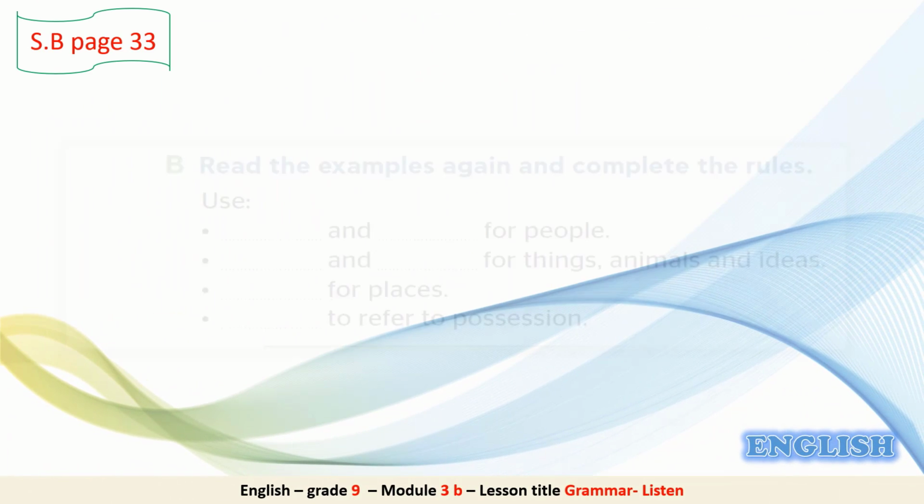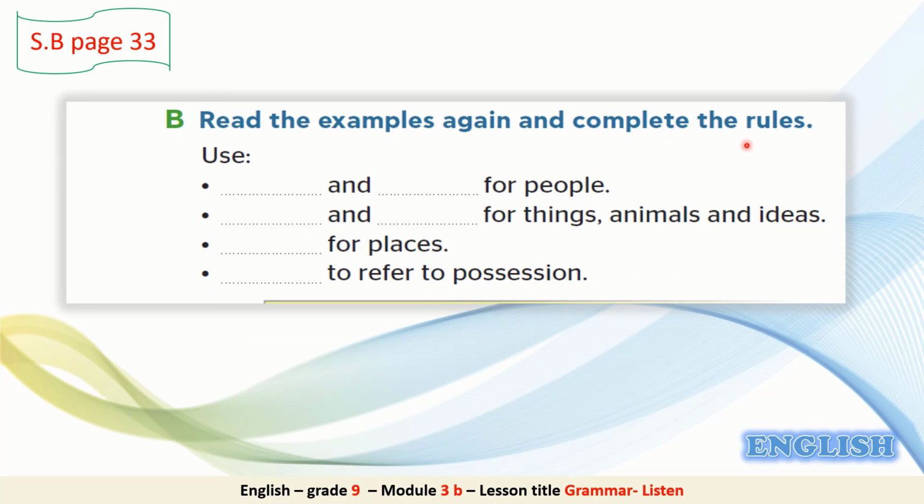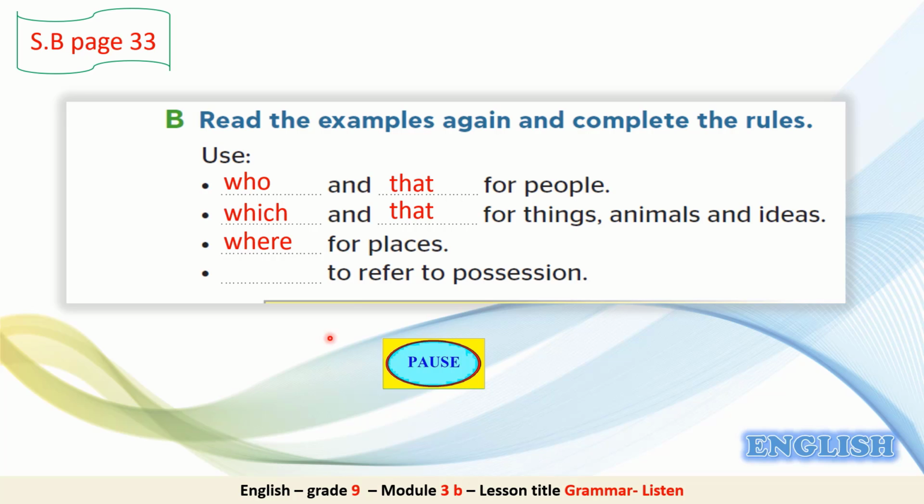Let's move on to exercise B, students book, page 33. Read the examples again and complete the rules. Now, could you please pause the video, go back to the examples, read them, and try to complete these rules. Okay, number one, what do we use for people? Excellent. We use who or that, as in the first example. Now, what about things, animals, and ideas? What do we use? Very good. We use which or that. Now, what about places? What do we use for places? Great. We use where. And the last one, to refer to possession. Possession means belonging, having. What do you think of this? Excellent. It's whose. Well done, students.